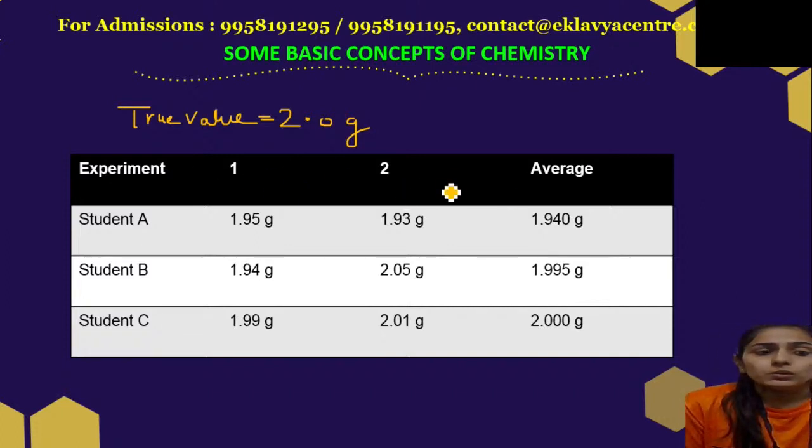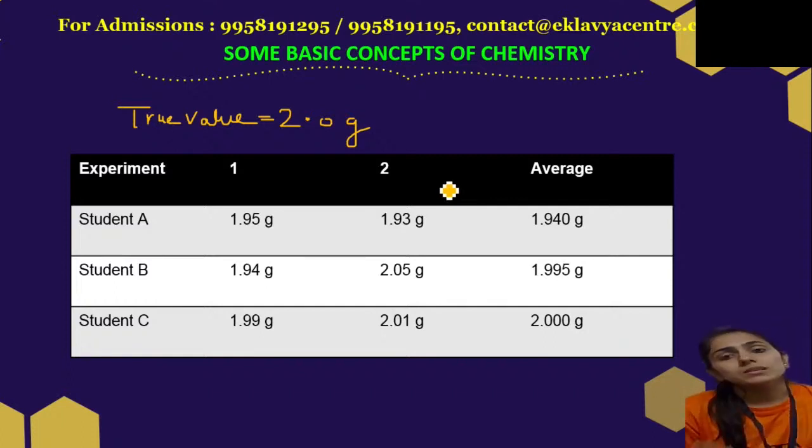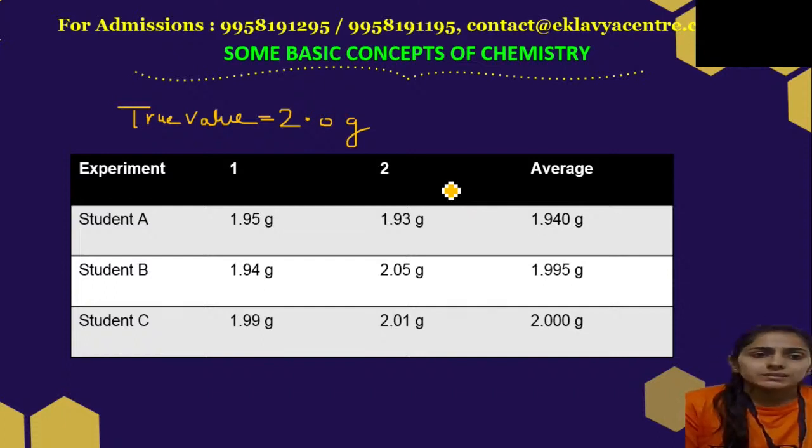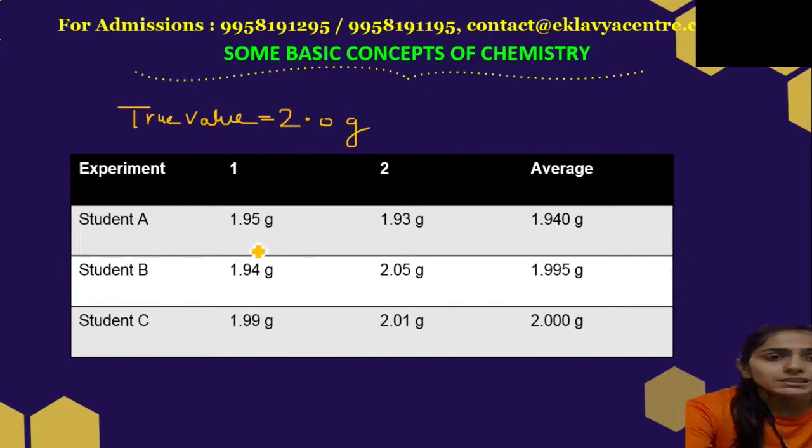So we have to tell whose results are accurate, whose results are precise, and whether the results are accurate, precise, or both, or neither accurate nor precise. So if we see the result, the actual value is 2.0 gram, and the first result is 1.95 gram and the second result is 1.93 gram.